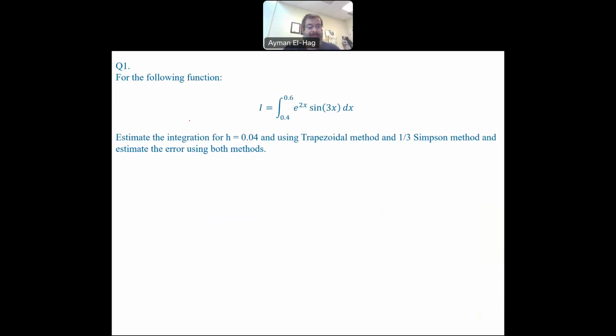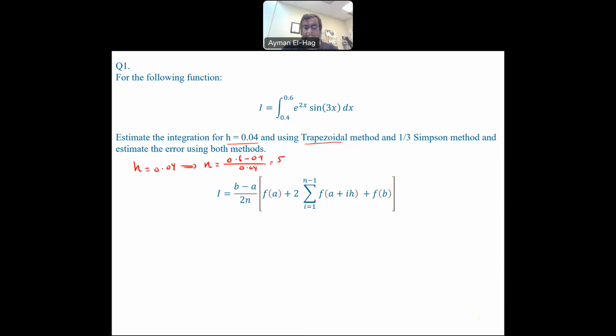So let's start with the first one. It says: estimate the integration for h equal to 0.04 using both the trapezoidal and 1/3 Simpson methods, and then estimate the error using both methods. We'll start with the trapezoidal method, and then we will go for the 1/3 Simpson rule. Now, when h equals 0.04, n will equal 0.6 minus 0.4 divided by 0.04, which is equal to 5. So for the trapezoidal, we have n equal to 5.